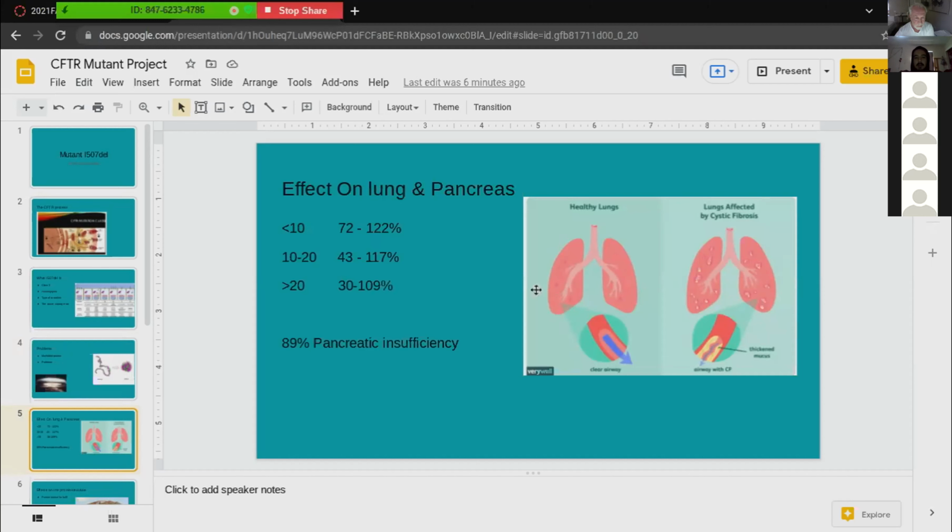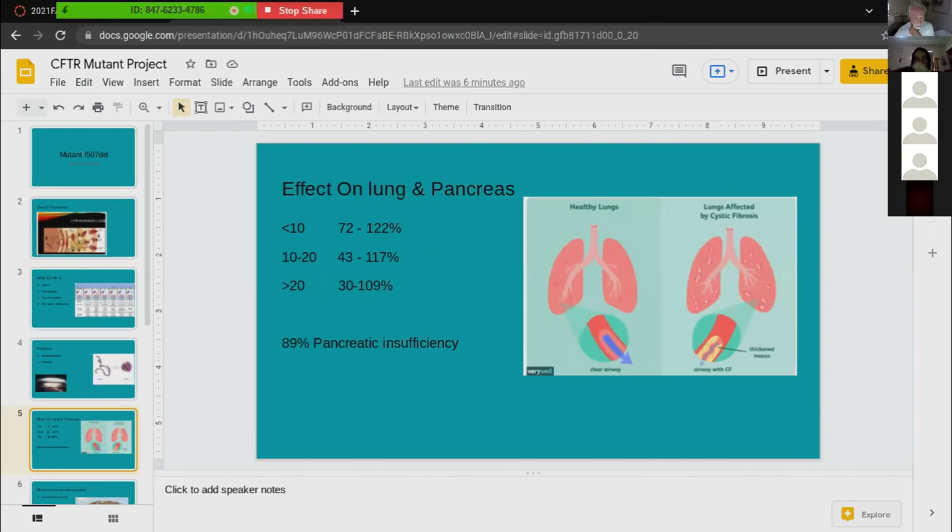The result of this, as you can see on the left, is that for patients who were less than 10 years old, only 72 to 122% of their lung is working, and patients from ages 10 to 20 only have 43 to 117% of their lung functioning, while as they get older, it starts to decrease. If you're greater than 20, only about 30 to 109% of your lung actually works.